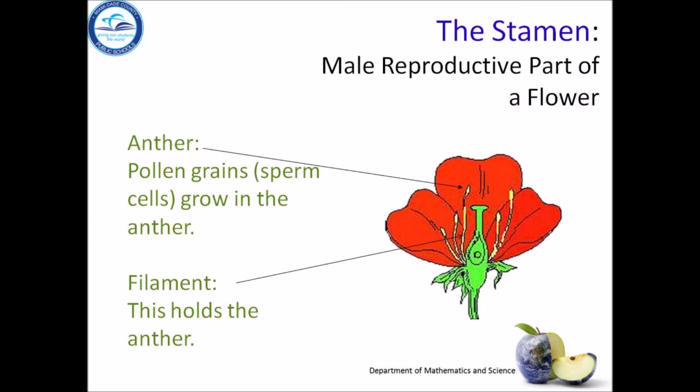The stamen is the main reproductive part of the flower. It's divided into two parts: the anther, where the pollen grains grow, and the filament that holds the anther.